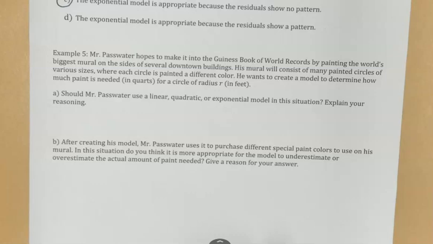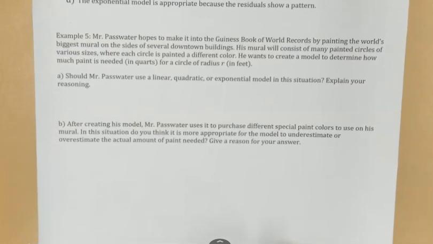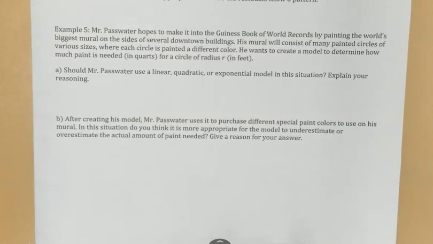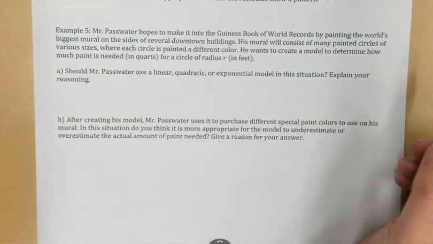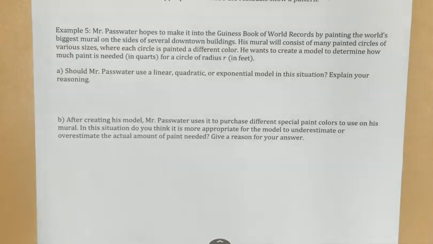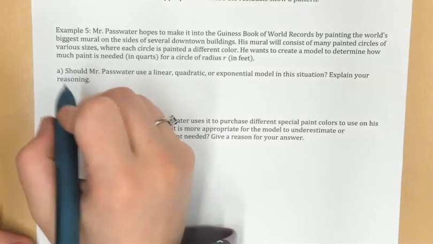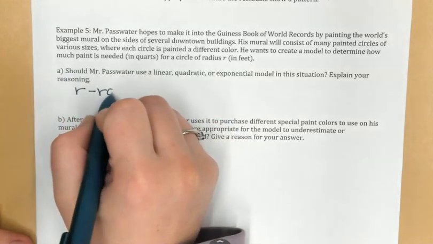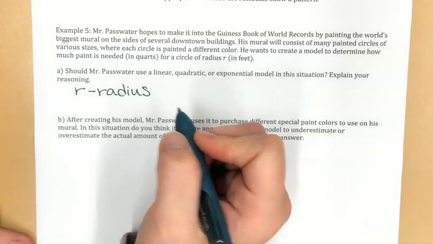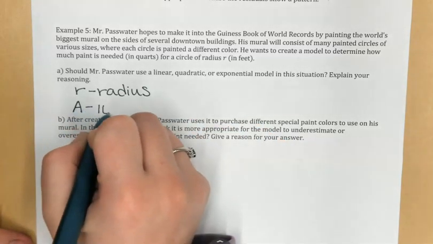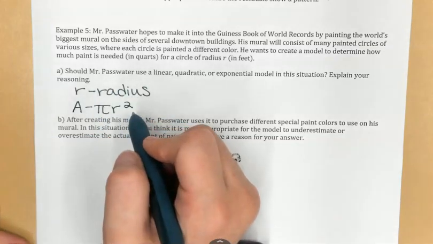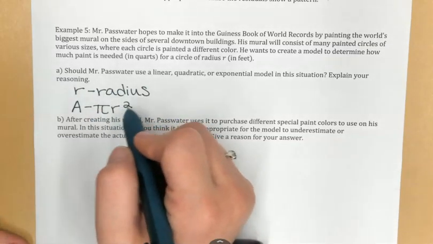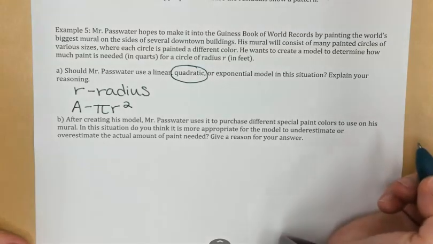And then one last conceptual thing, we've got a guy that's painting a mural to try to break the world record, and he wants to paint a bunch of circles. And what we want is a model to determine how much paint he needs depending on the radius of the sizes of the circles. Now, we are looking at radius, r, and what do we know about circles? Well, we know the area of a circle is pi r squared. So the radius to area relationship is going to be squared, so that tells me that I want a quadratic.